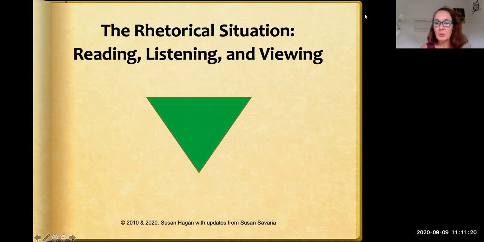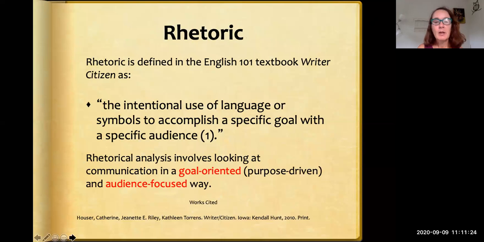Today's lesson is on the rhetorical situation: reading, listening, and viewing. Rhetoric is defined in the English 101 textbook Writer-Citizen as the intentional use of language or symbols to accomplish a specific goal with a specific audience. Rhetorical analysis involves looking at communication in a goal-oriented or purpose-driven and audience-focused way.